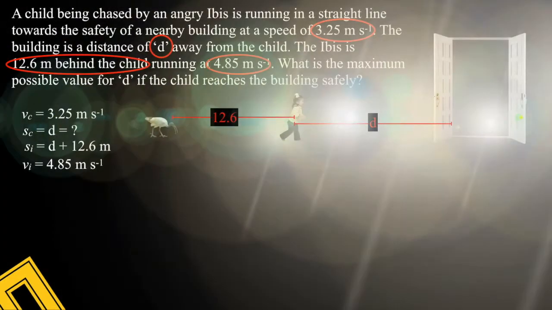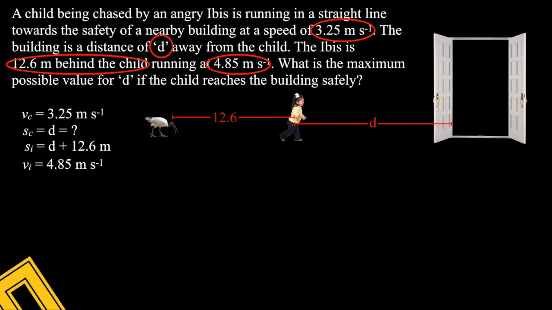Okay, first thing I like to do with questions like this is draw a little diagram so I've got my head around what I'm doing here. So here's my diagram. When the value d is at a maximum, it means that both the child and the ibis will reach the door at the same time, because if the child reached the door before the ibis, then that's a smaller value for d. If the d is any larger, the ibis is going to reach the child. So we say that the largest possible value is when they equal the same amount.